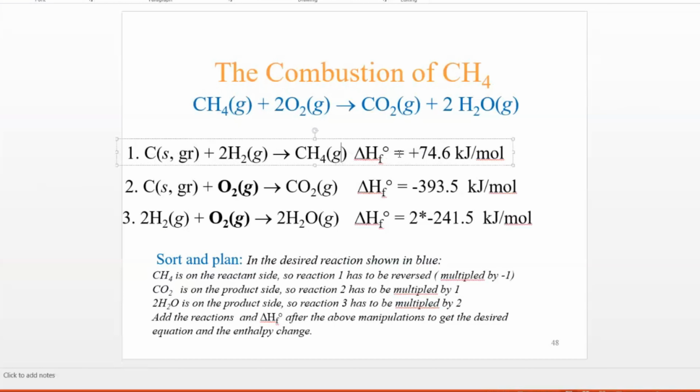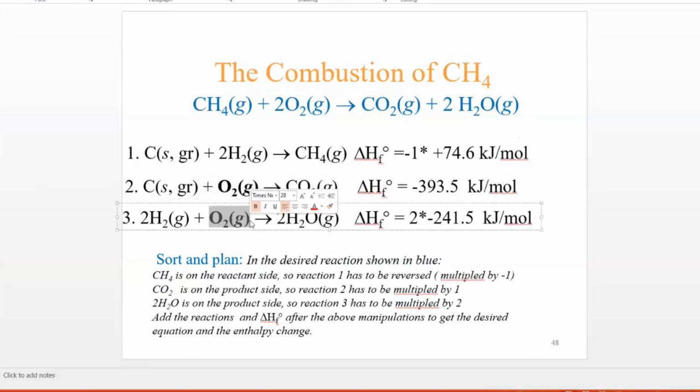If we flip this reaction, the delta H will be multiplied by -1. Now we need 2 O2. Now the O2s, there's one on the left here and one on the left here. That's good. CO2, if we keep the second reaction where it is, we have 1 CO2 on the right. That's also good. And then the 2 H2O, we're good there as well.